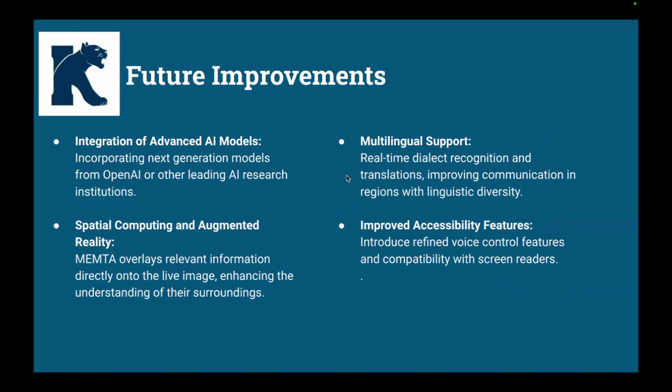So, since this is just a prototype, we do have in mind a lot of future improvements that we could include into it, incorporating next generation models with Apple Vision Pro's new spatial computing. The Traveler's app could overlay relevant information directly into the live image, enhancing its understanding of its surroundings, and also improved accessibility features, potentially introducing a refined voice control feature and compatibility with screen readers.